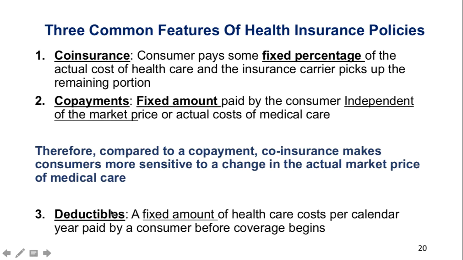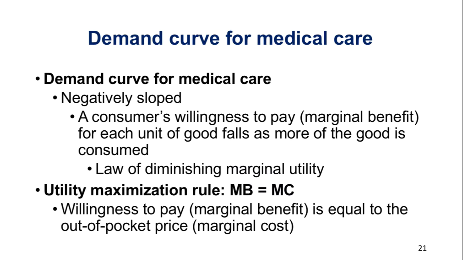The third common feature of health insurance is deductibles. These deductibles are a fixed amount of healthcare costs per calendar year paid by consumers before coverage begins. So if your deductible is $2,000 per year, and you need medical care, you have to pay $2,000 out of your pocket per year before you can use your health insurance coverage.